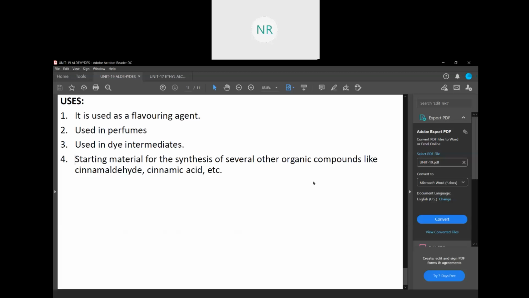So here benzaldehyde is also used in the synthesis of several other organic compounds like cinnamaldehyde, cinnamic acid, etc.